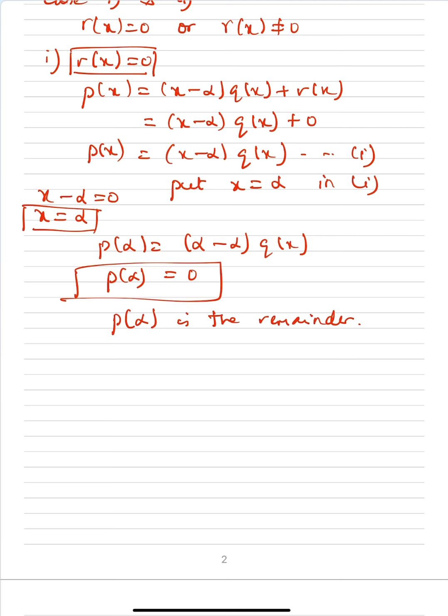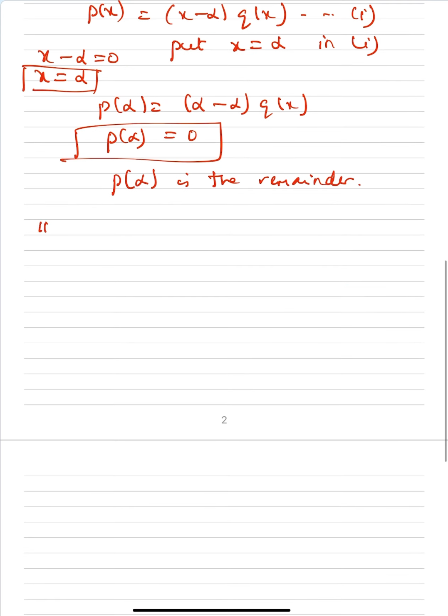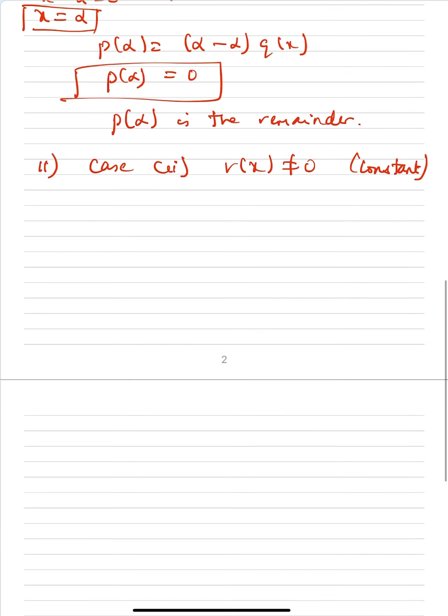In the second condition, that is case 2, r of x is not equal to 0. That means it is some constant. That means it is a number. You know, in division, either the remainder is 0 or not equal to 0. So, what will we do for the same? See, let me write the equation. P of x is equal to x minus alpha into q of x plus r of x.